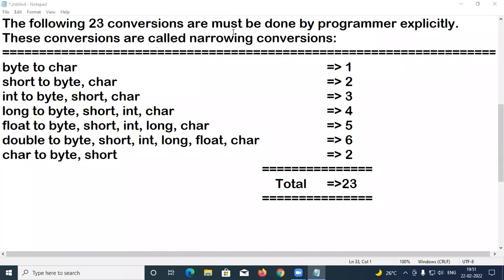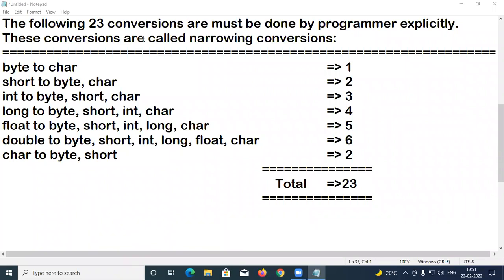Say the total number of primitive data types is 8. Each type converts into the other 7. 8 into 7, 56. Out of 56, 14 are not possible. That is just one line if you remember: Boolean cannot be converted to other types, and other types cannot be converted to Boolean type. That is 14. Remaining is 42.